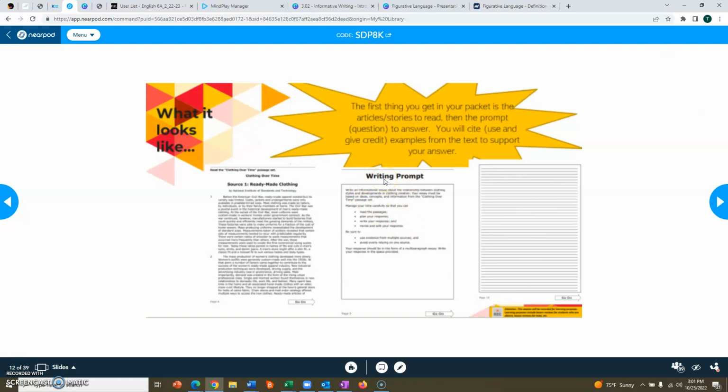After you've read your prompt, you now know what you're supposed to be writing about. So then you go read your sources. And while you're reading your sources, things are popping in your head like, oh, that answers my prompt. That answers my prompt. And that's when you can annotate the text. That means to highlight, underline, take notes.